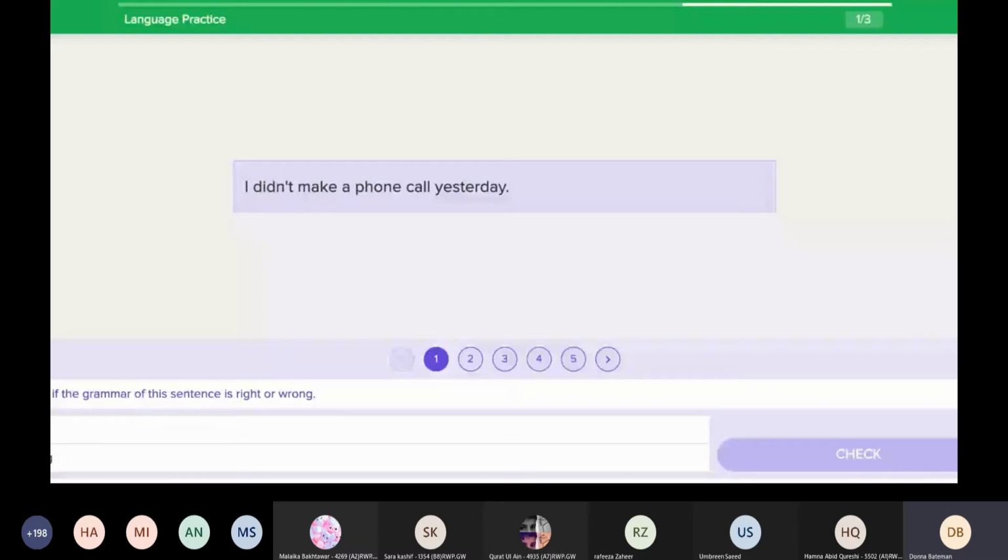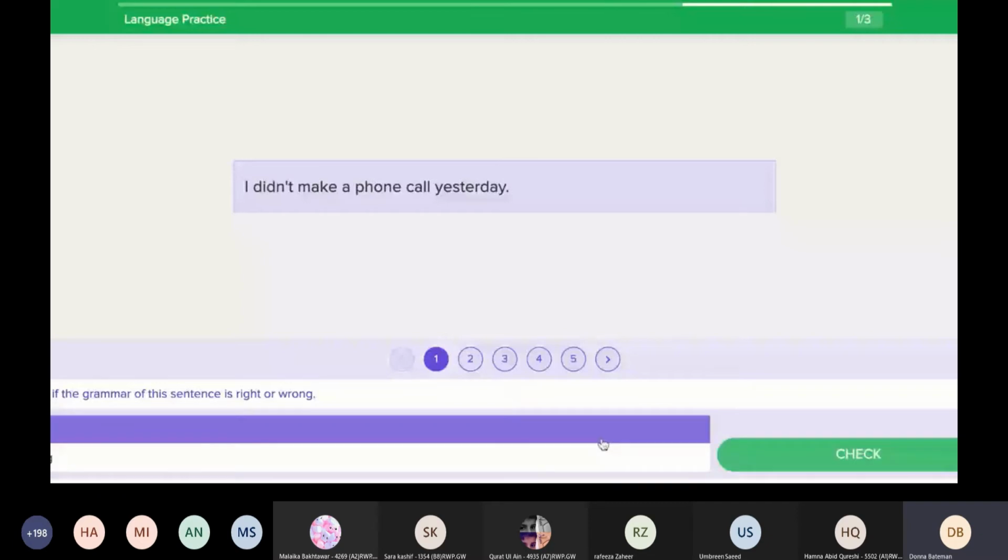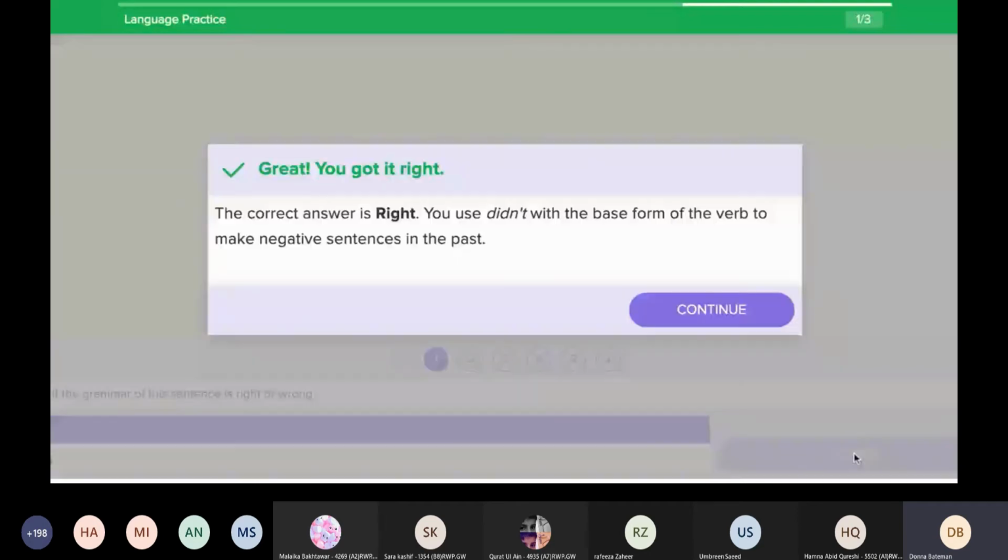I didn't make a phone call yesterday is your sentence. Is the grammar of that sentence right or is it wrong? Think about what we've just talked about. In the past, we have didn't plus the verb, and make is the basic form of the verb. So that is right. Let's check. You use didn't with the base form of the verb to make negative sentences in the past.